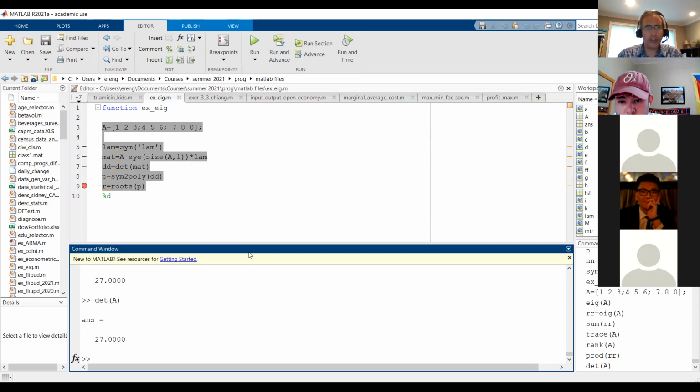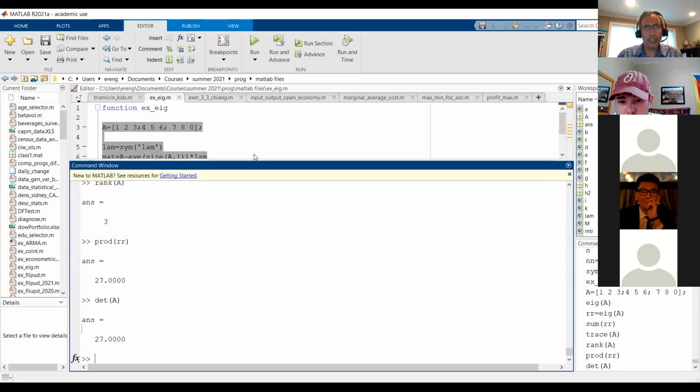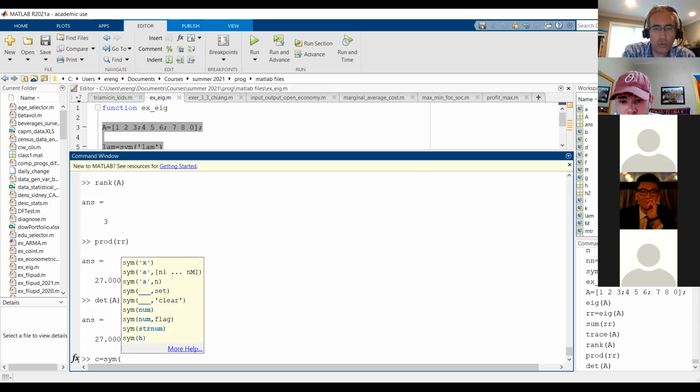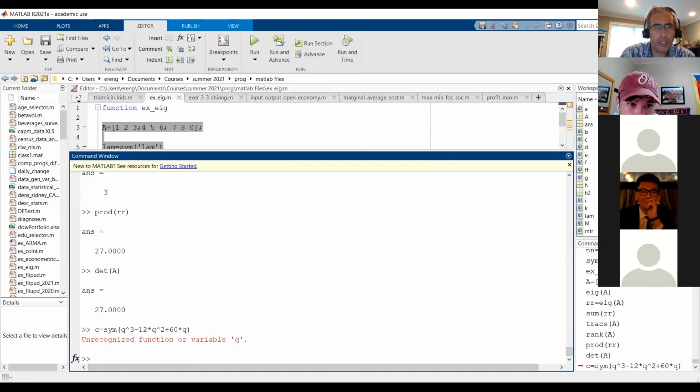Before going there, let's do a couple of other things. There is something called ezplot. Let me define C as a symbolic cubic: Q to the power 3 minus 12 times Q to the power 2 plus 60 times Q. So this is going to be my symbolic.